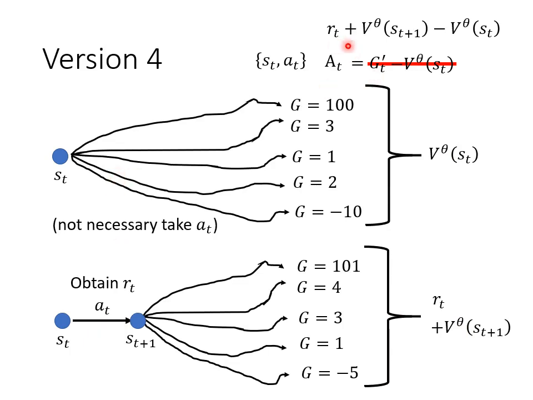This is the well-known and commonly used method called advantage actor-critic. In this method, AT is equal to RT plus v theta of ST+1 minus v theta of ST. That's it.